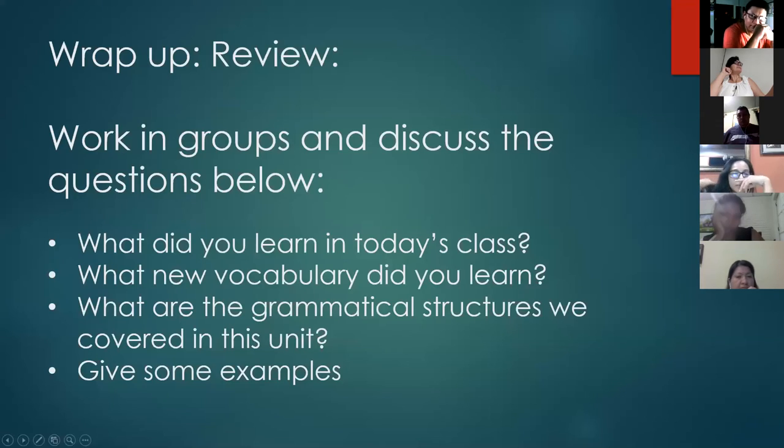Okay, so what we're going to do right now, we're going to move on and I will share this one. I will share just 3 more minutes because right now it's 8. We are going to take 3 more minutes and we're going to discuss these together. What did you learn today in today's class, guys? ¿Qué aprendimos ahora?